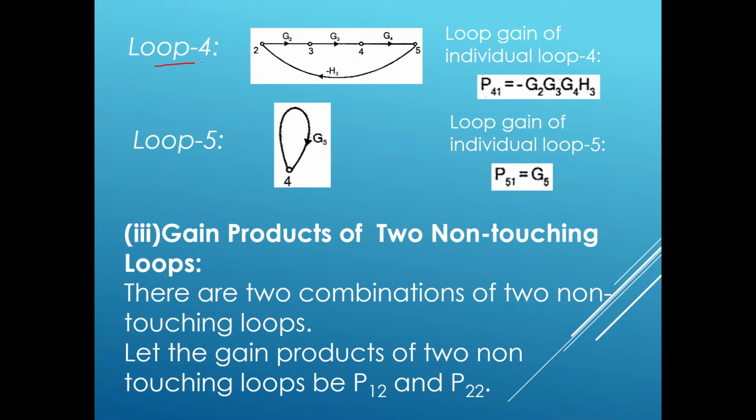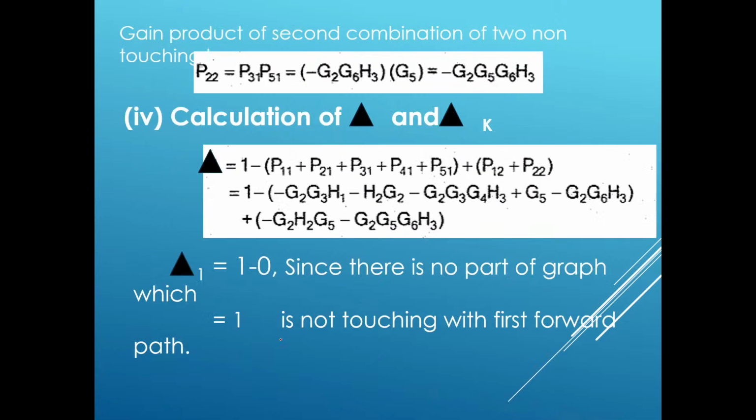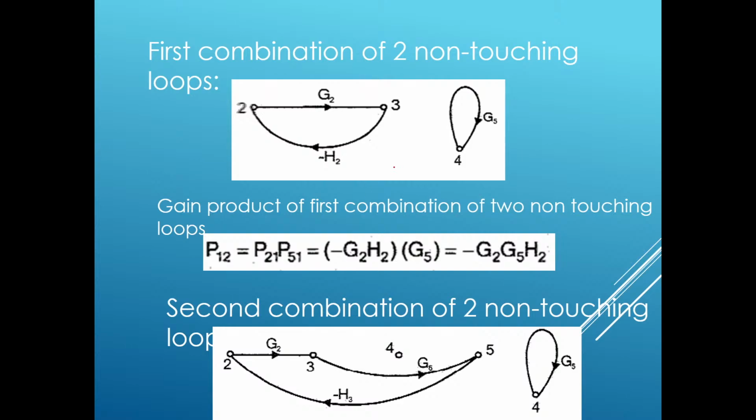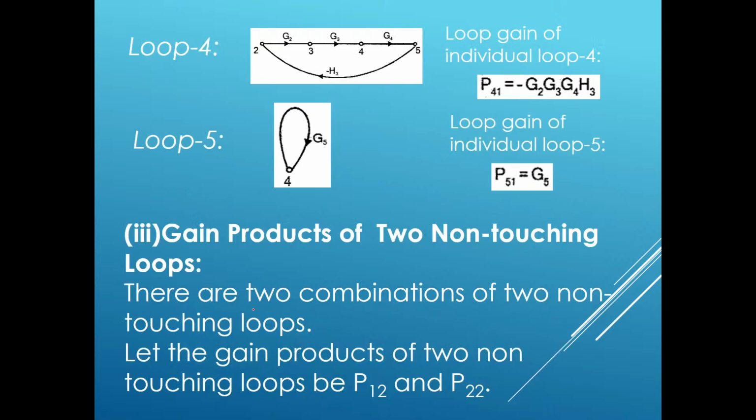Now let us compare loop 4 and loop 5. Node 4 is there, node 4 is there here. So these two are touching loops. So we have got only two combinations of non-touching loops.